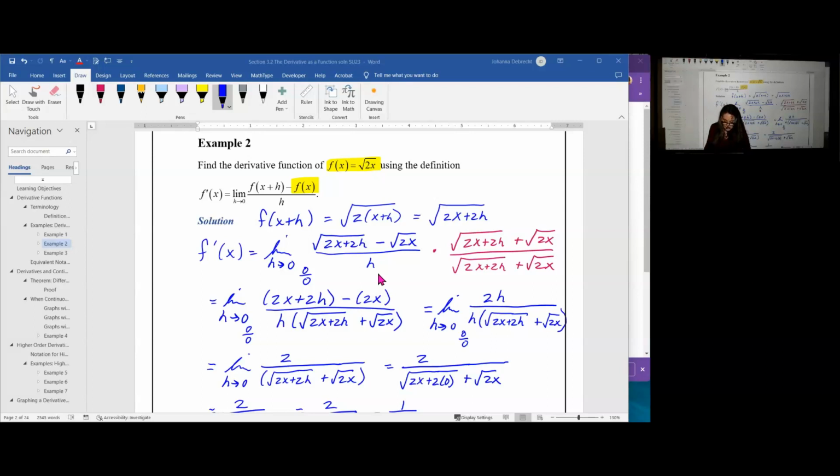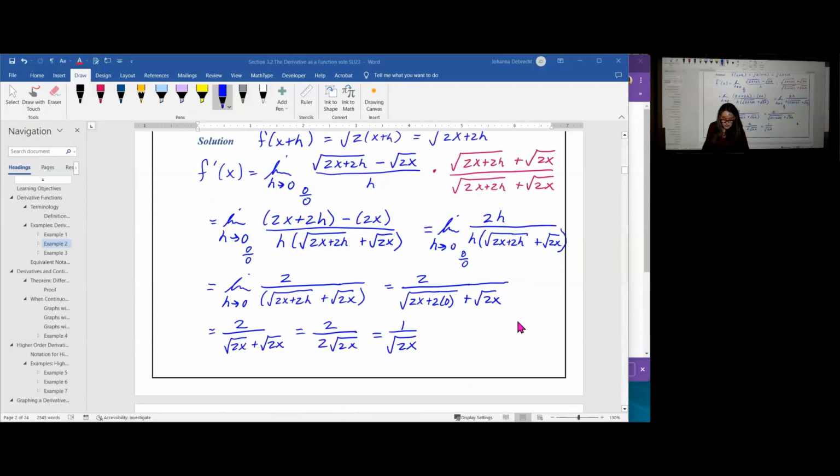Finally, I go ahead and cancel that single h factor. At that point, when I substitute, I no longer have the 0 over 0 form. Instead, when I replace h with 0, I get the square root of 2x plus the square root of 2x, which is 2 square roots of 2x. The 2 factor by itself outside the radical cancels with the 2 in the numerator, giving me 1 divided by the square root of 2x.